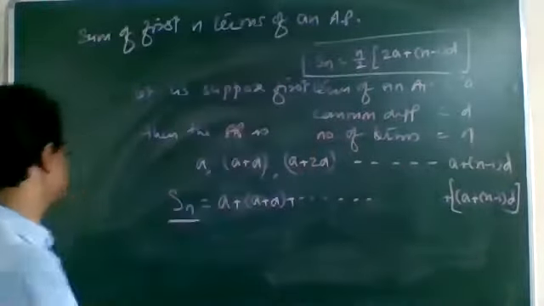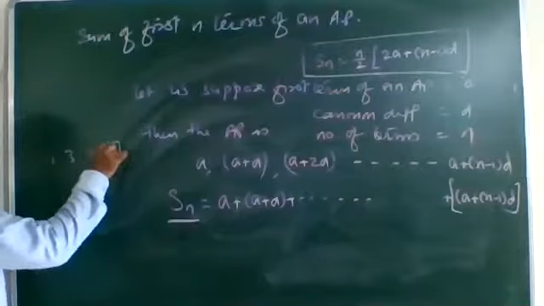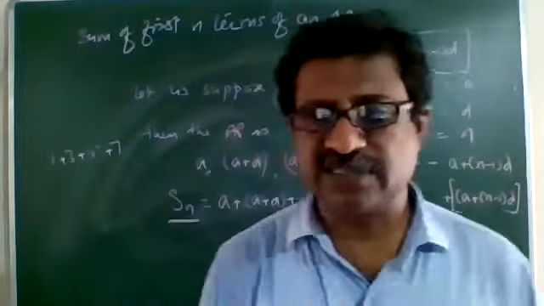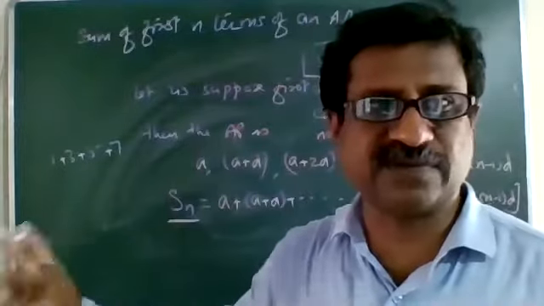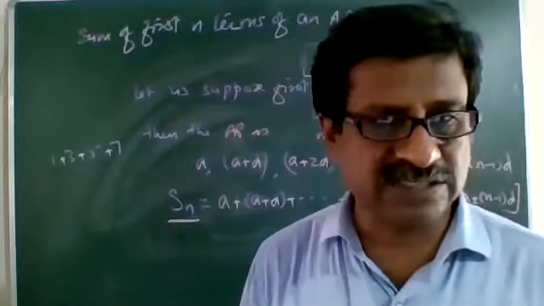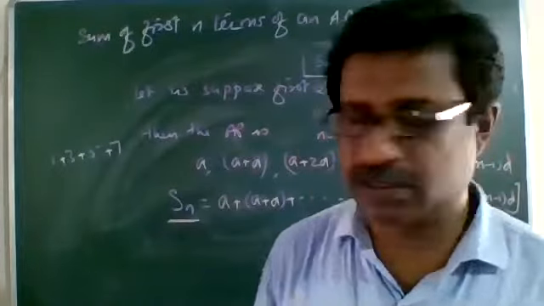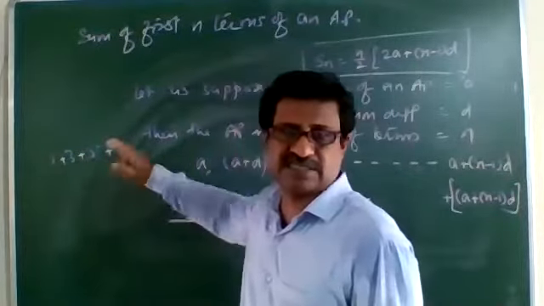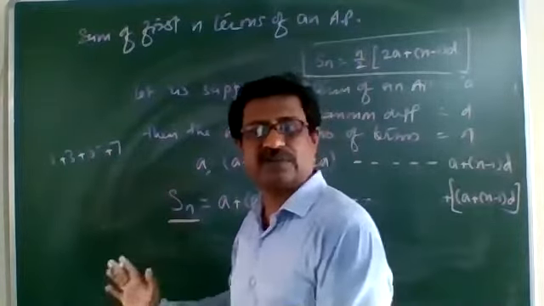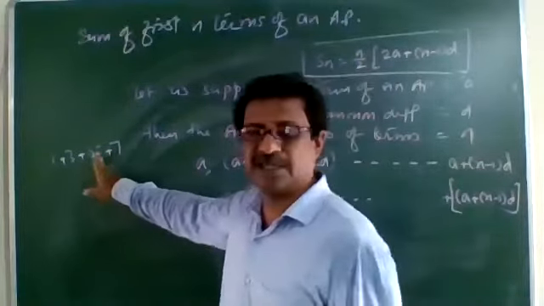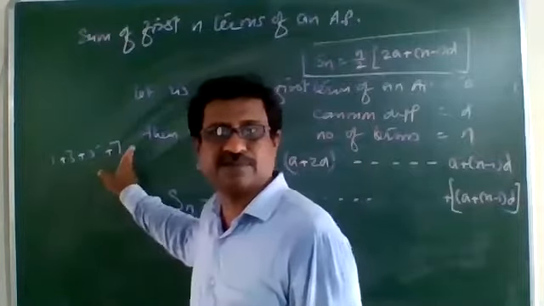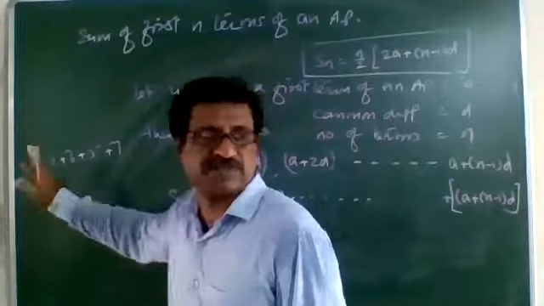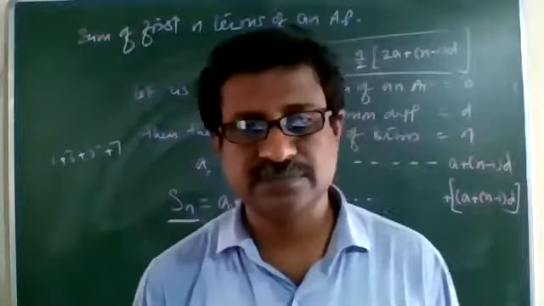Suppose you got the numbers 1, 3, 5, 7. If you added these numbers, 1 plus 3 is 4, plus 5 is 9, plus 7 is 16, we got. If you add from this side, we got 16. But if you take in reverse order, 7 plus 5 is 12, plus 3 is 15, plus 1 is 16. Again, we are getting the same sum.